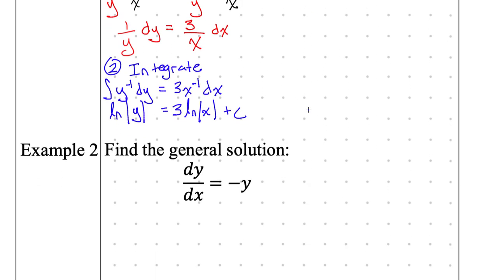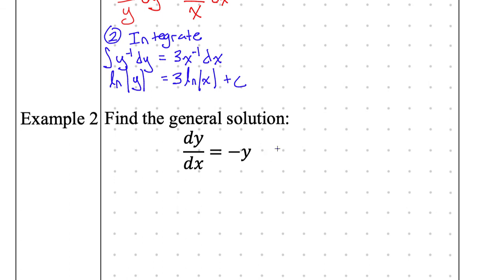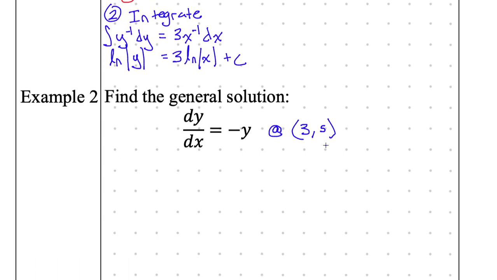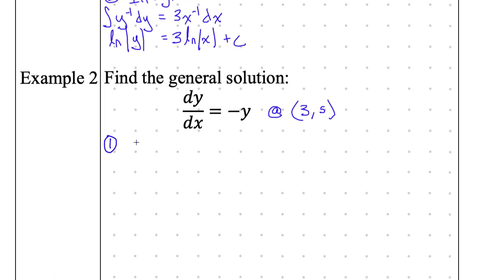Example number 2. Let's go ahead and change this problem. Let's say we find this at (3, 5). So let's go ahead and do the same steps. So step number 1, and you should pause the video now and really try to do this on your own because it's the same steps over and over. Okay, you've unpaused the video now. Step number 1 is to separate.